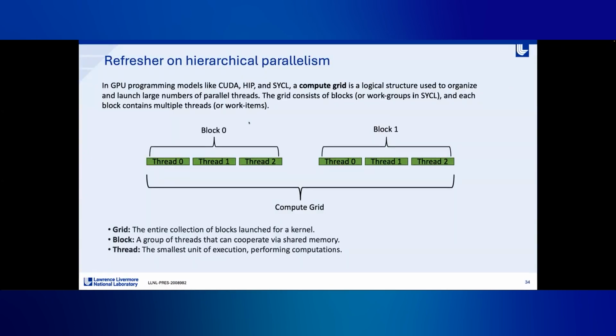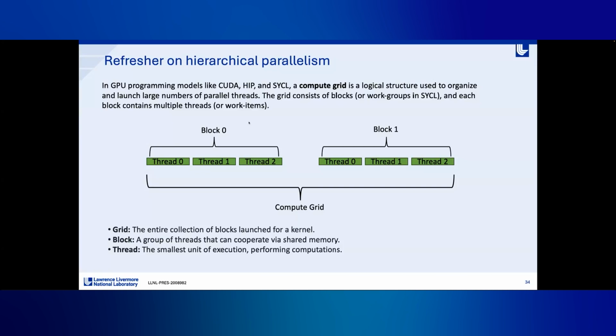So GPU programming models like CUDA, HIP, and SYCL need to create abstractions in order to handle much larger numbers of threads than something like OpenMP. A typical GPU has thousands of threads on it compared to a really big CPU that might have like 64 threads. Because of that, these GPU programming models create abstractions like a compute grid. A compute grid is just a logical structure that organizes threads into groups, and those groups are usually called blocks in CUDA or HIP.